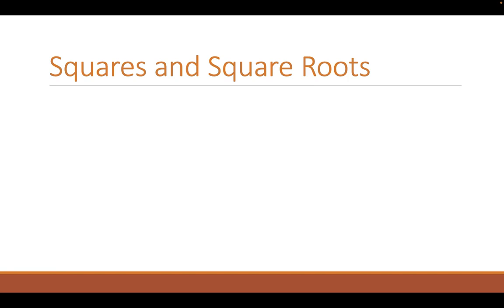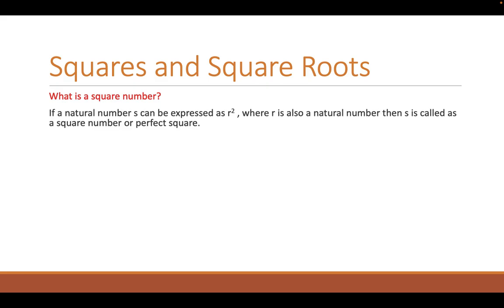Squares and square roots. So we know many number relations, but there is a category called squares and square roots also. Now what is it? Let's see in detail. What is a square number? If a natural number s can be expressed as r square, where r is also a natural number, then s is called a square number or perfect square.